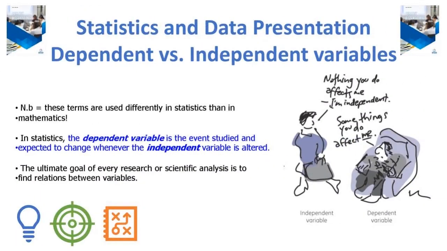A big mistake that people often make in these kinds of analyses is confusing dependent versus independent variables, of course, and bear in mind that these are used differently in statistical analysis than they may be in mathematics itself. So we are thinking here about a dependent variable being the event studied, right? So that's expected to change whenever an independent variable is altered. And so our ultimate goal as a researcher in our analyses is, of course, to find and determine the relationships between these variables. So be very clear, ask your colleagues, reach out to companies like ours, like Bentham, if you need help and assistance with these kinds of analytical tasks.